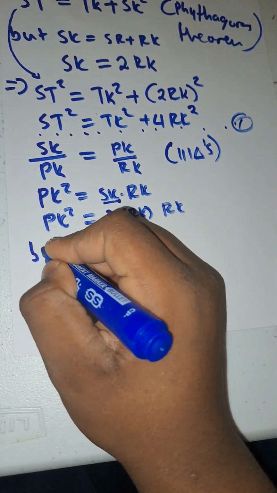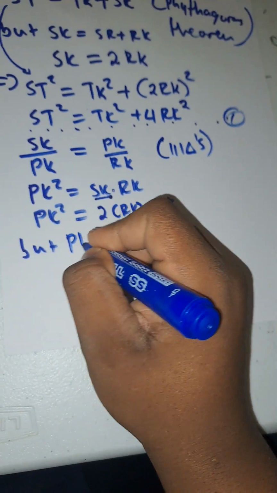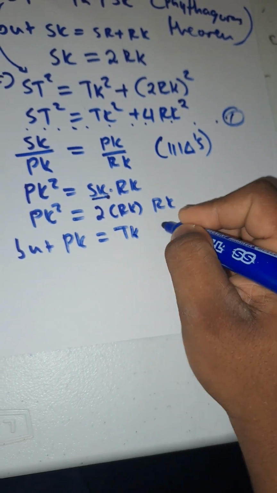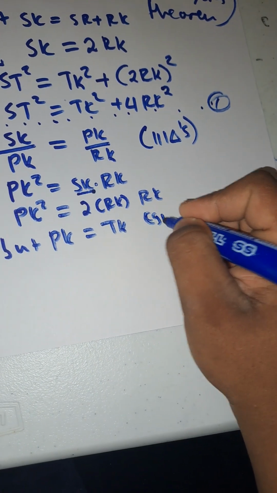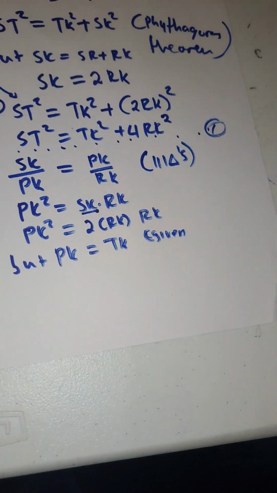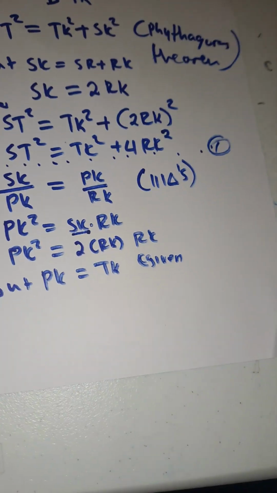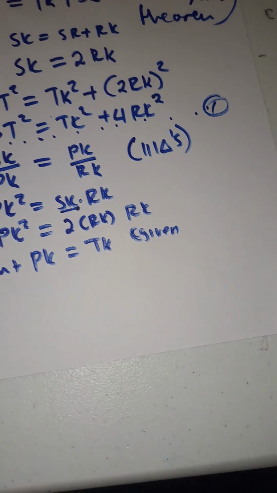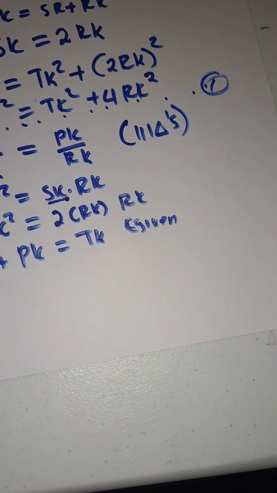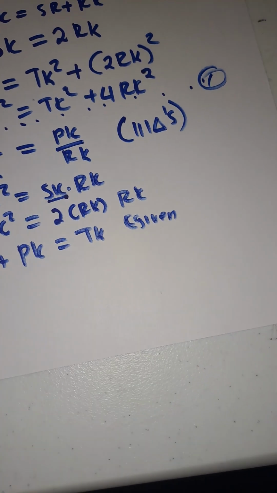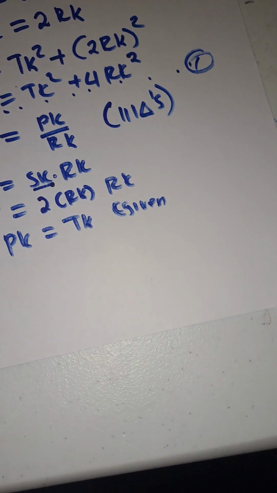So I'm going to say but PK is equal to TK, given. I was given there in the statement, right? Go back to the statement, you will see what I'm talking about. I was given that they are equal there. Okay, so now we are going to continue.